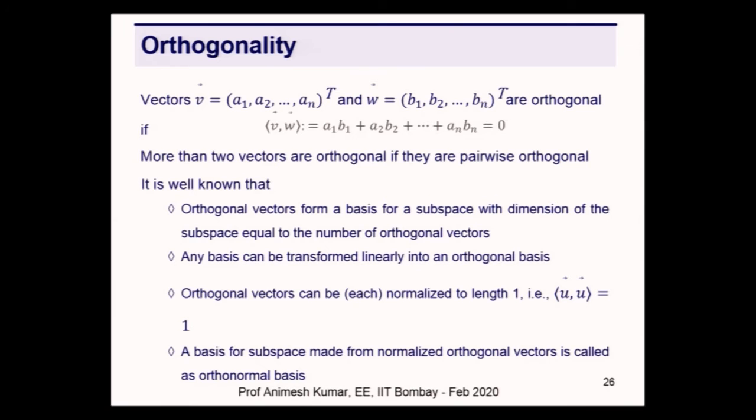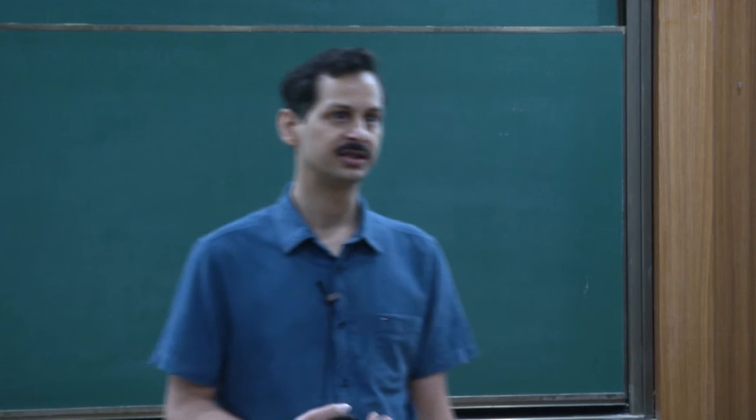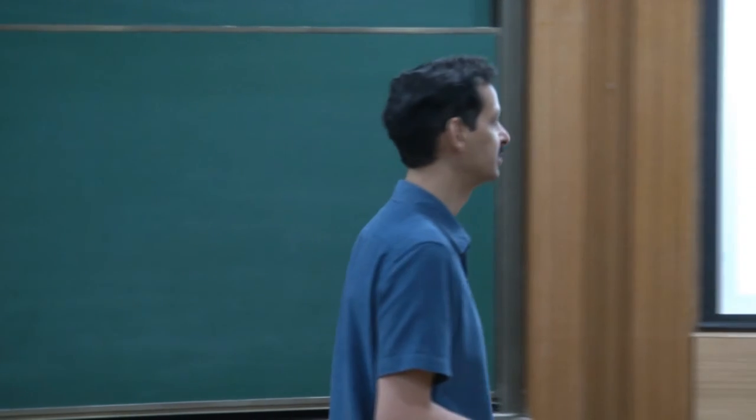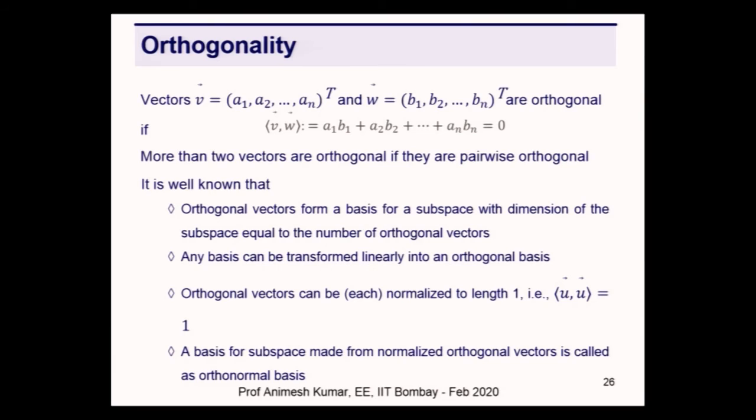All right, so orthogonal vectors will form a basis for a subspace. Orthogonal vectors are always linearly independent, so they will form a basis for a subspace, and the dimension of the subspace will be equal to the number of orthogonal vectors that we have. Then any basis can be transformed into an orthogonal basis by linear operations, or linear combinations, on the basis. All right, again, this is canonical from a linear algebra point of view.